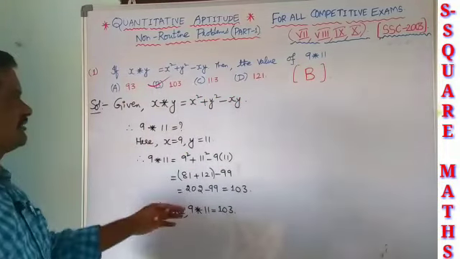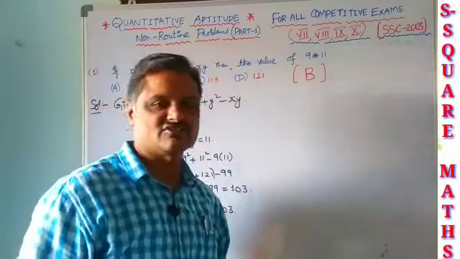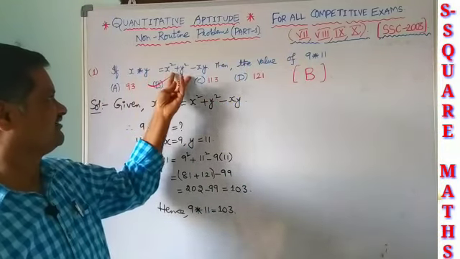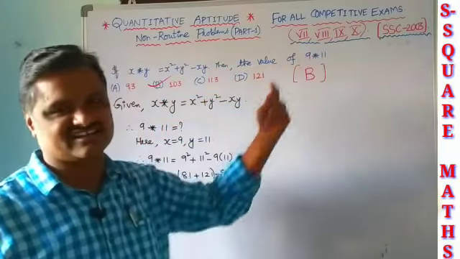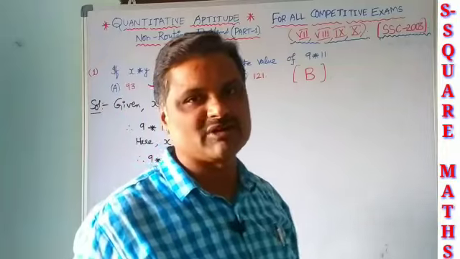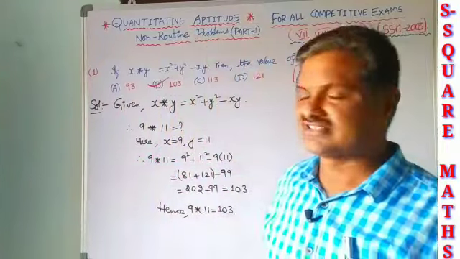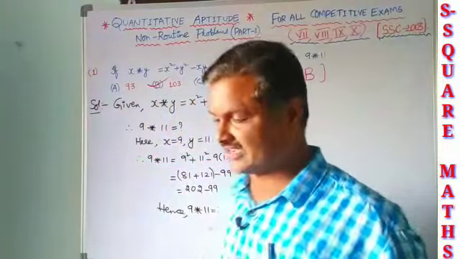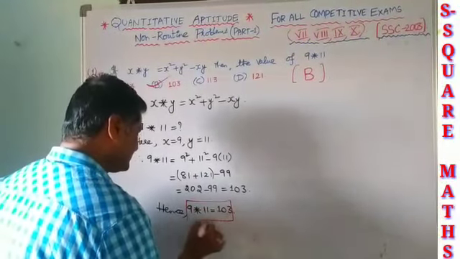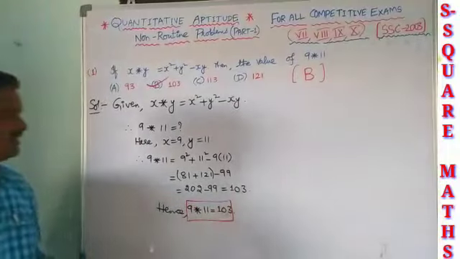So in this way we can motivate our 7th, 8th, 9th, 10th students also. It's very easy. Define x star y in the definition, and substitute the values of 9 star 11. So in this way, quantity aptitude non-routine problems part 1, this is the first problem. Hence our 9 star 11 value is 103. You can have it.